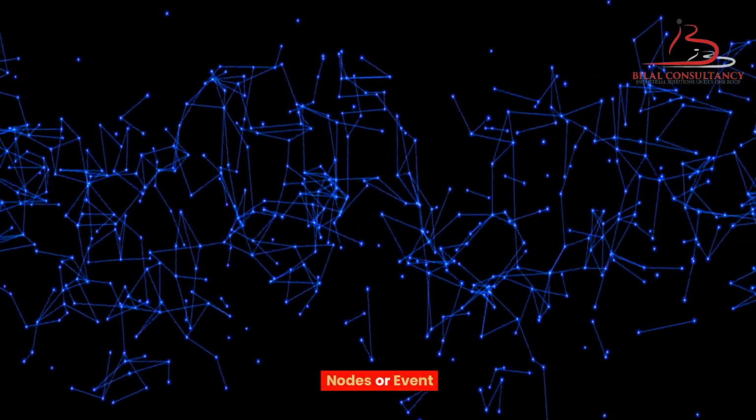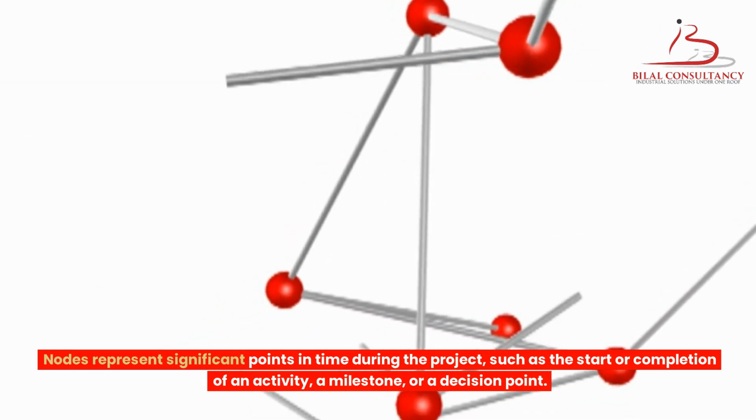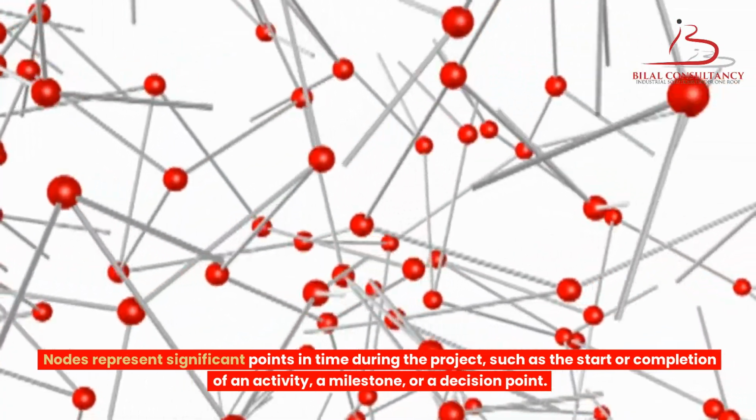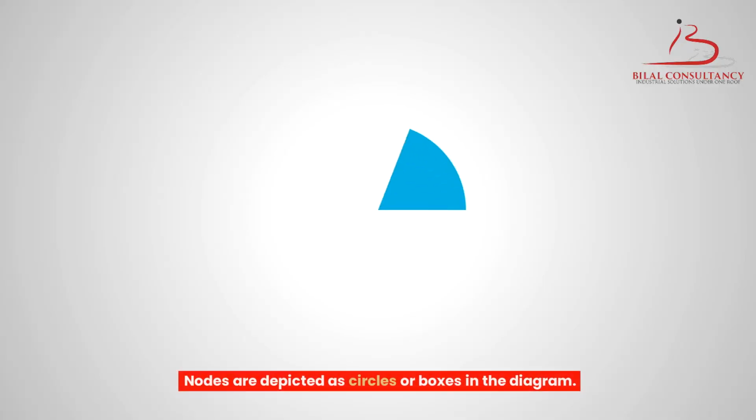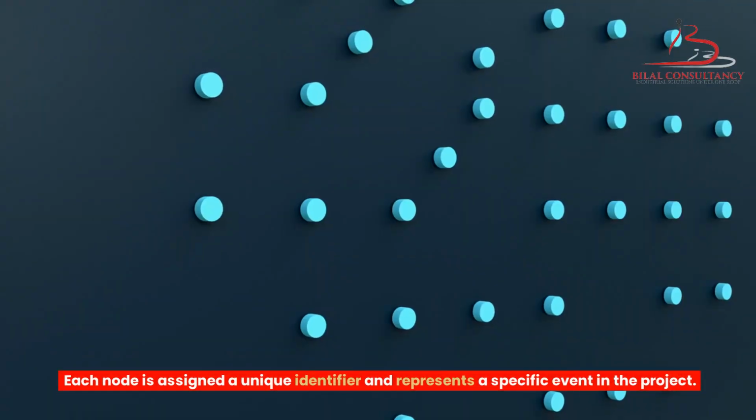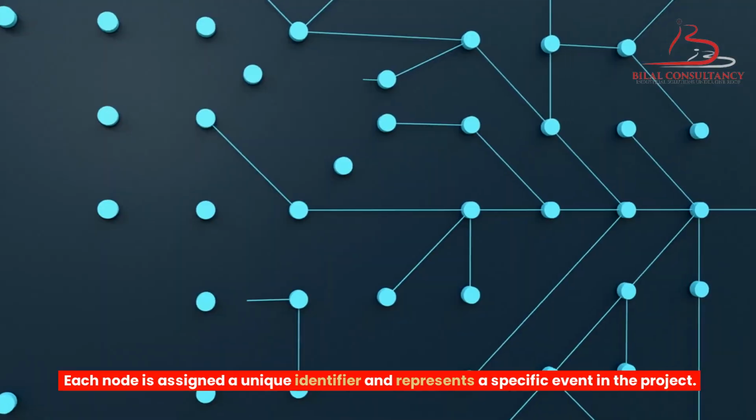Nodes or events. Nodes represent significant points in time during the project, such as the start or completion of an activity, a milestone, or a decision point. Nodes are depicted as circles or boxes in the diagram. Each node is assigned a unique identifier and represents a specific event in the project.